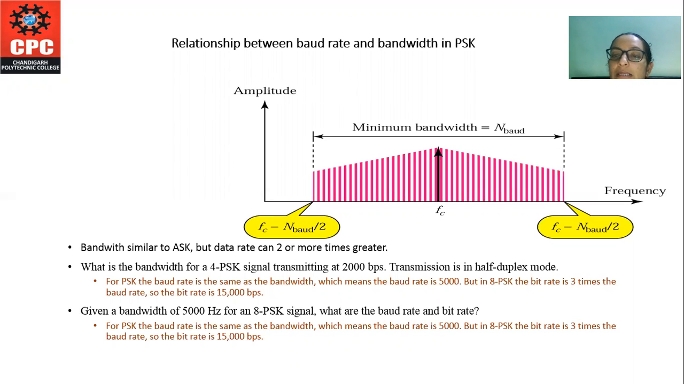The bandwidth of an 8 PSK signal is 5000 hertz. Then what are the baud rate and bit rate? We already know that for PSK, the baud rate is the same as the bandwidth, which means the baud rate is 5000. But in 8 PSK, the bit rate is 3 times the baud rate. We already know that, and it will be 15,000 bps.